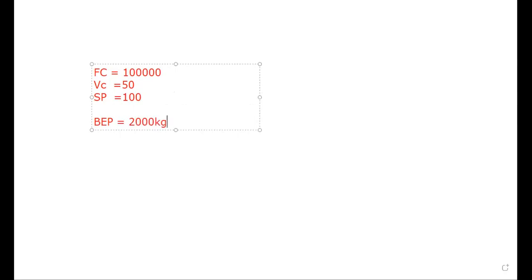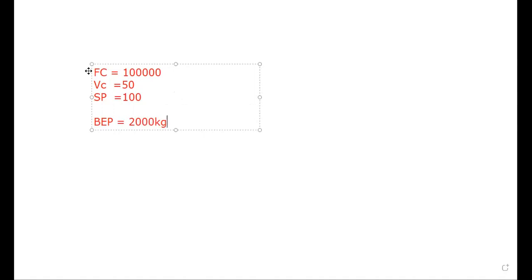In this case, we have this information. Fixed cost equals 100,000. Variable cost per unit is 50. And the selling price per unit, 1 kilogram, is 100. So now we found out the break-even point: 2000 kilograms. The question asks what is the total cost and total revenue.